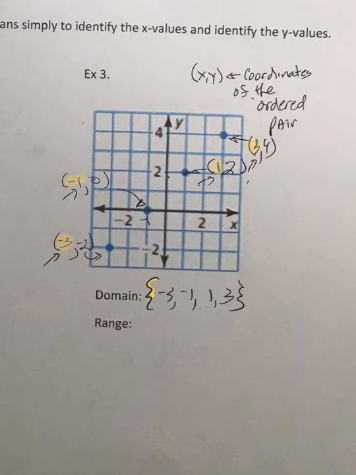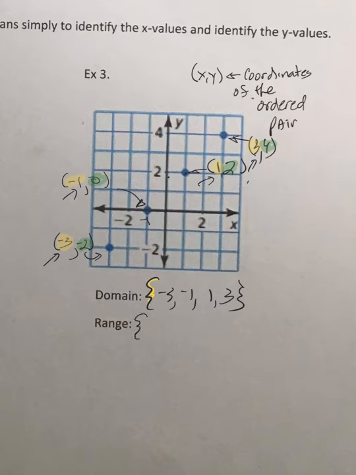And then for the range, what's the range? Do you remember what the range is? It's the y values. Yes, the range is the y values. So now we just have to list the y values. You're like, what? That's it? Yep, that's it. We just list them in order from smallest to largest.